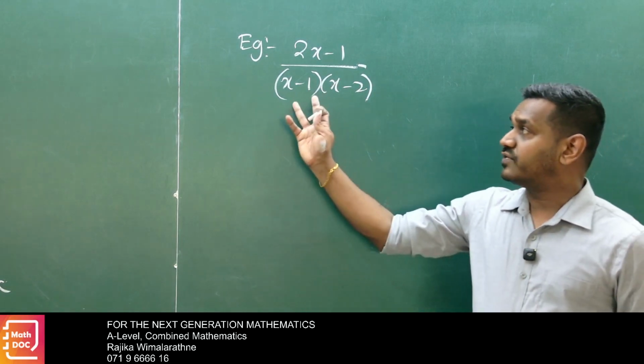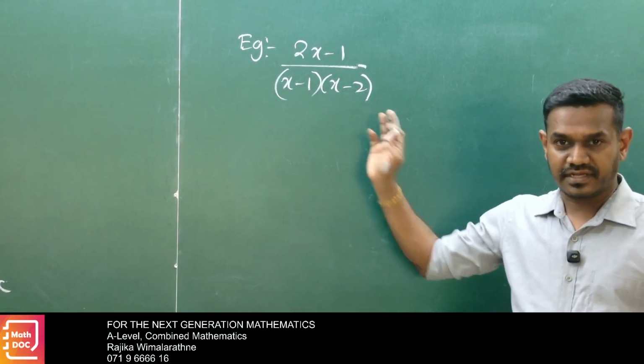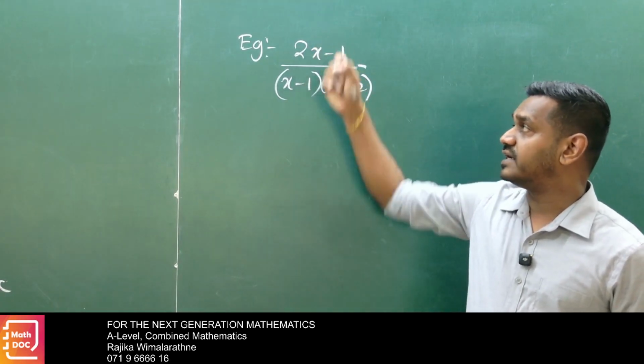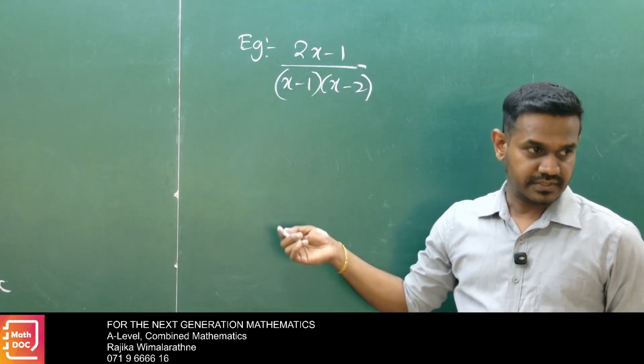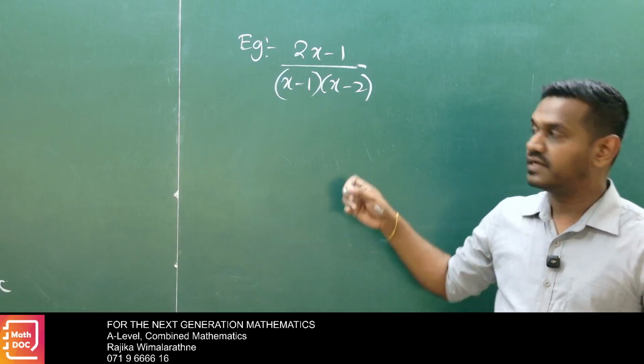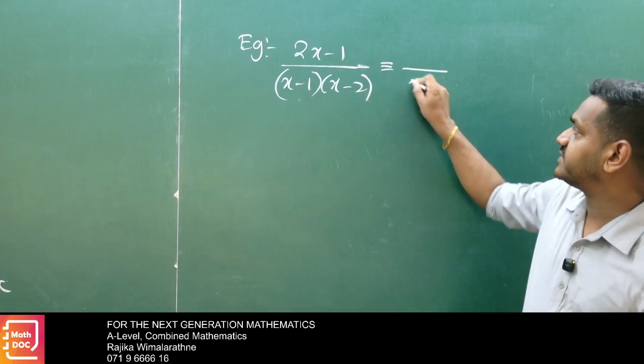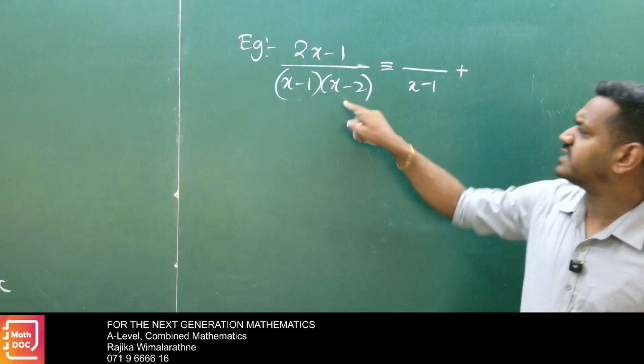So anyway, we have the denominator factors. It is completely factorized, no? This is power 1 here, degree 1 here, degree 2. Then it is proper. Then the way is, first you split it as x minus 1 and x minus 2 like this.